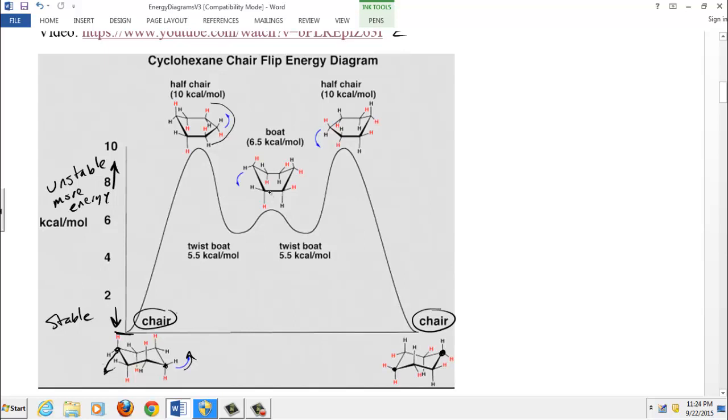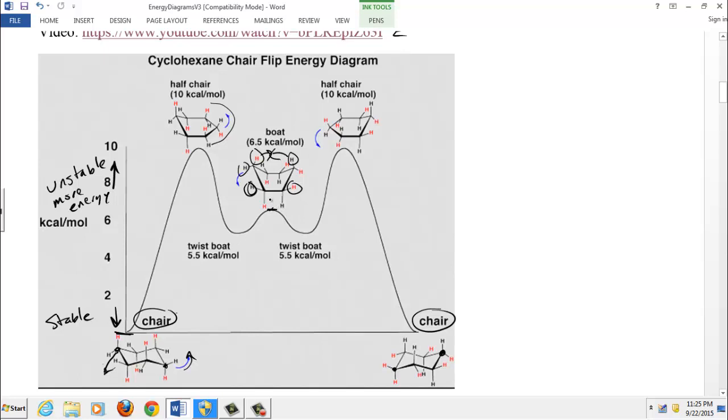The boat, well, as you compare this one to that one, they're actually staggered. But these two are eclipsing, but they're also pointing away from each other. They're not so close. These hydrogens are actually pointing in towards the center. They're getting a little bit crowded. So we have an energy way up here.